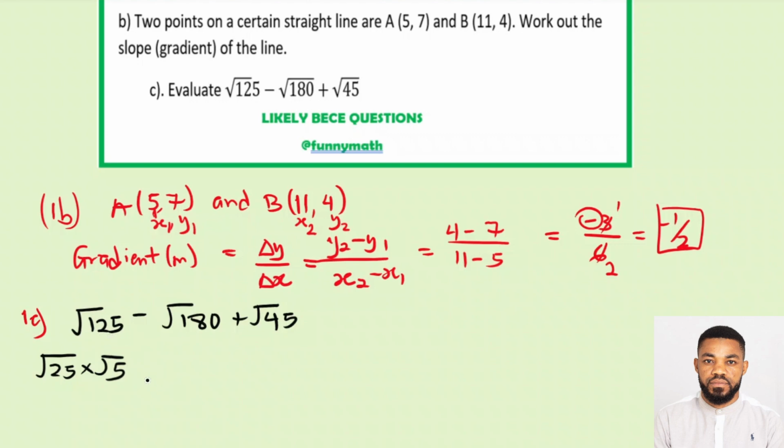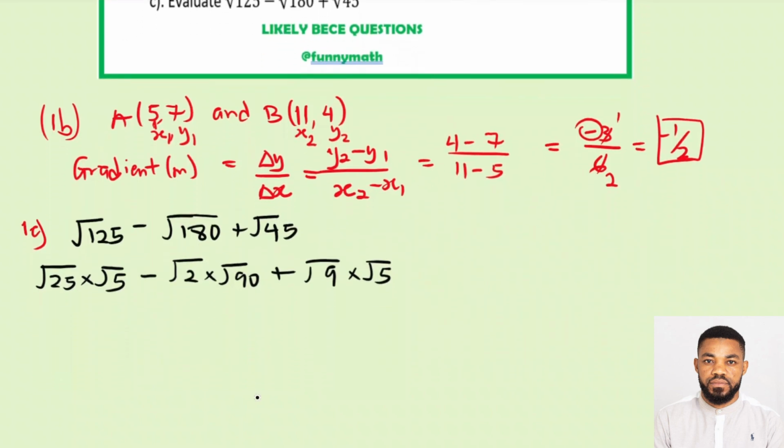You get it? Now, come to this one, minus the root of 180. Let's take 18. Even before we think of this 0, 2 times 9 will give you 18. So it means 2 times 90 will give you 180. So let's get that one too here. The root of 2 times the root of 90. Good. We come to the last one, and this is very, very simple. The root of 9 times the root of 5. So these are the numbers that when you multiply, you get these numbers.